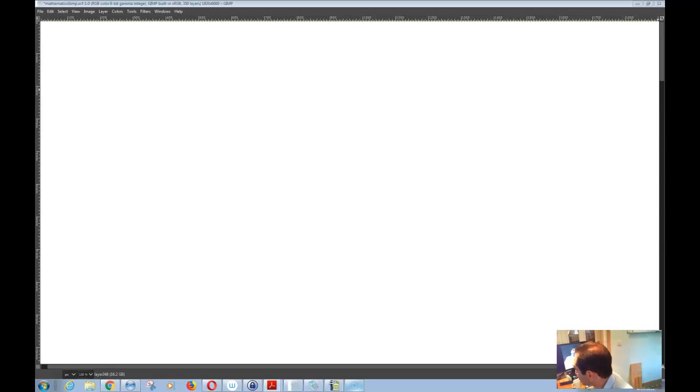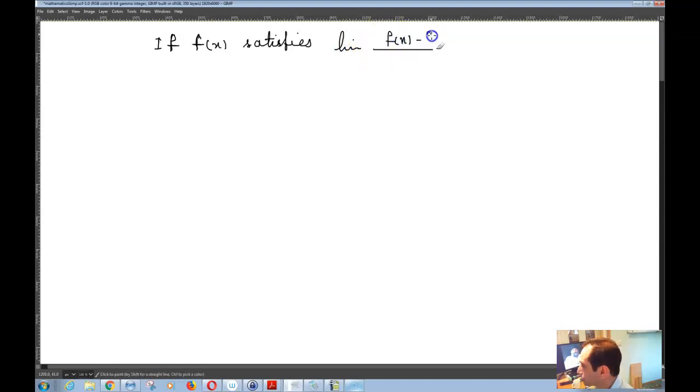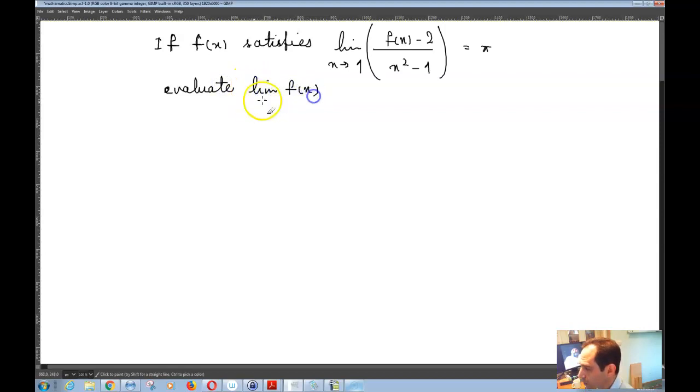The next question that we have is question number 31. It says if the function f of x satisfies the limit of f of x minus 2 over x squared minus 1 when x tends to 1 is equal to pi, you need to evaluate the limit of f of x when x tends to 1.